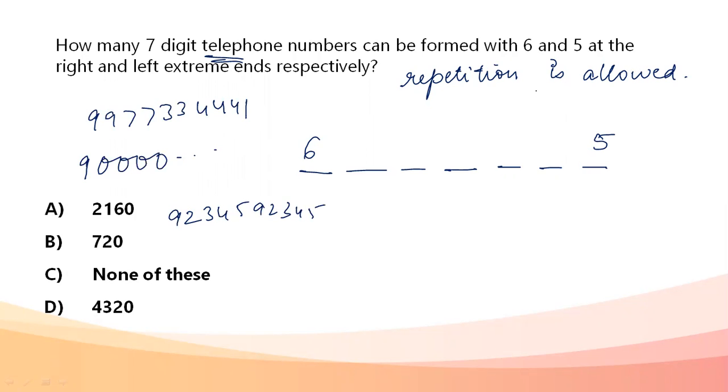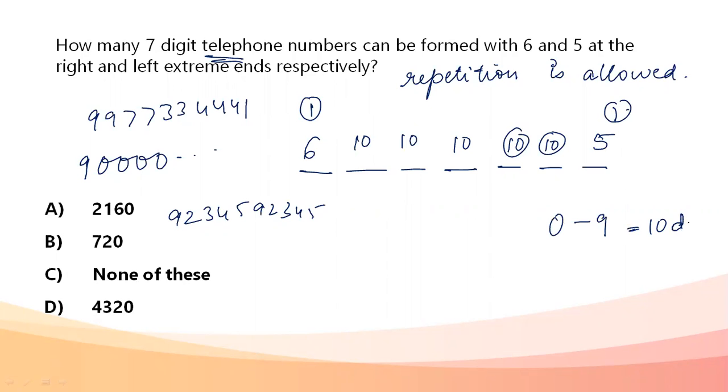So 6 is fixed, 5 is fixed, so that is one way of filling each of these particular places, using just 6 here and 5 there. But the rest of the middle places can always be filled in 10 ways. All the 10 digits from 0 to 9 can be used in between these spaces.